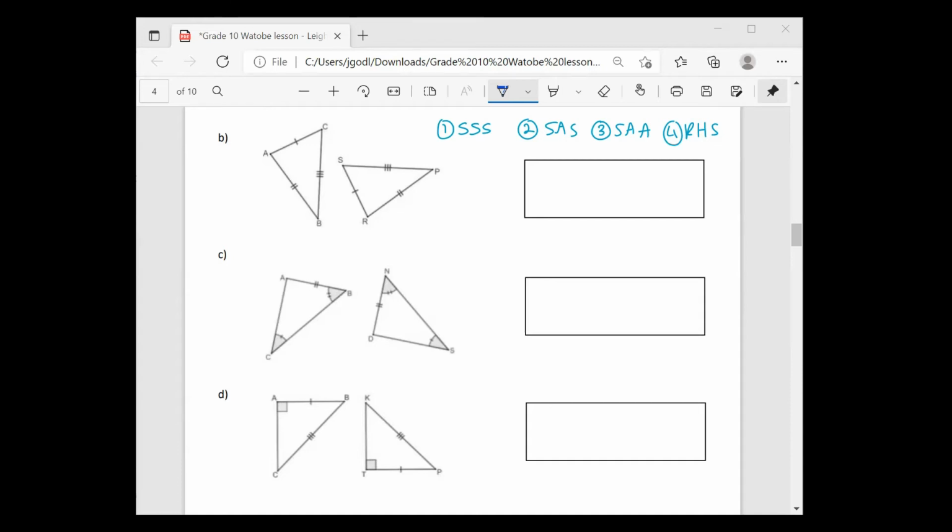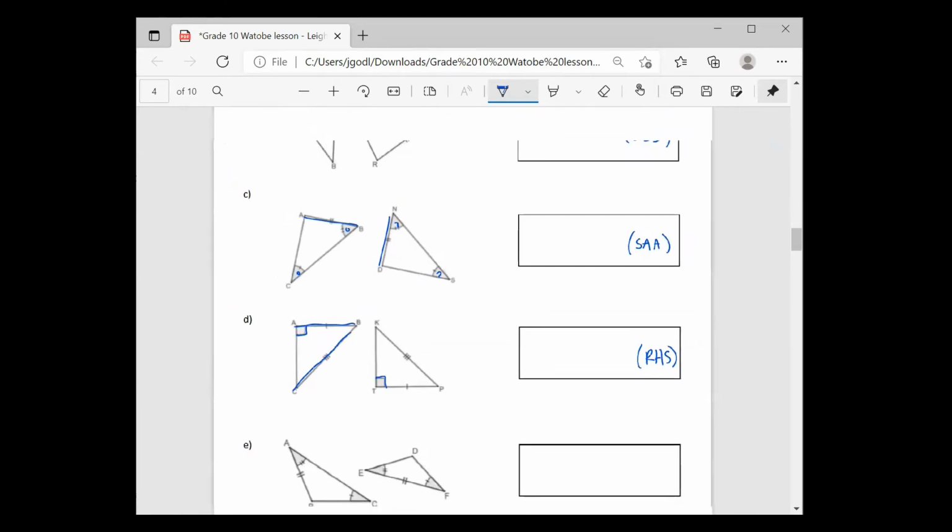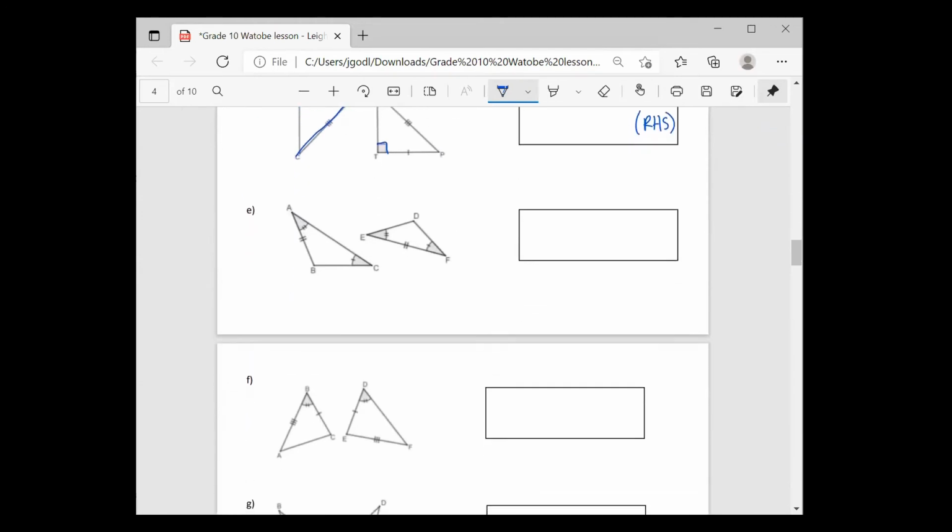Okay, so yes, there we go. For B, we're looking at the three sides that are the same as each other. So our reason for the congruency here would be side, side, side. For C, we've got an angle, another angle, and then a side, and so our reason for this would be side, angle, angle, which I saw lots of people getting. And for the last one, we've got a right angle, we've got our hypotenuse, and we've got a side. And so our reason here would be right angle, hypotenuse, side. Excellent. Okay, I'm going to move on to the next three.